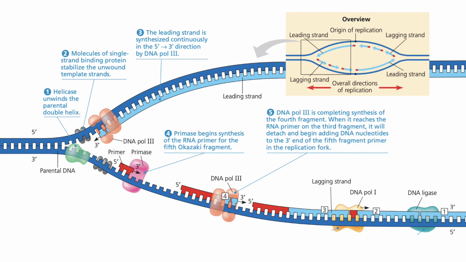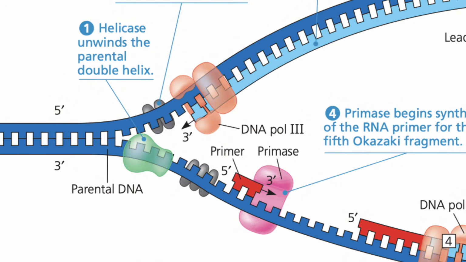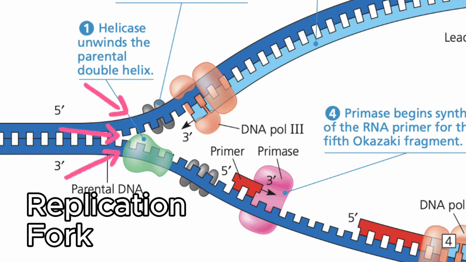Here we see that the DNA replication process has just begun. The point at which DNA continues to get unwound, well, that's what we call the replication fork, which makes sense. But wait, before we get too carried away, there's something we need to mention, which is super important.